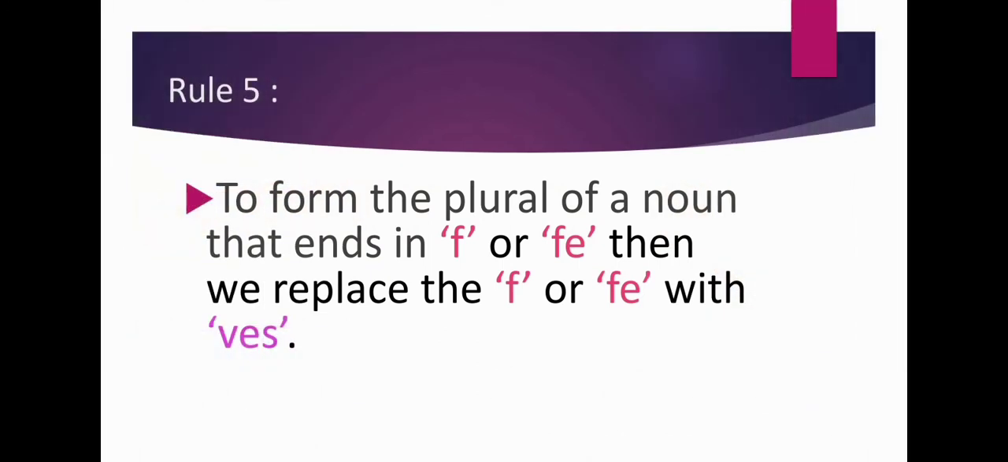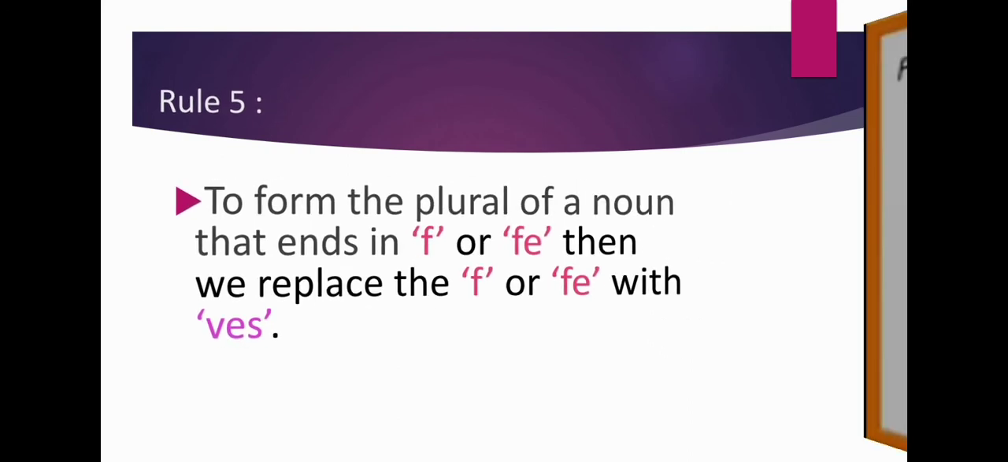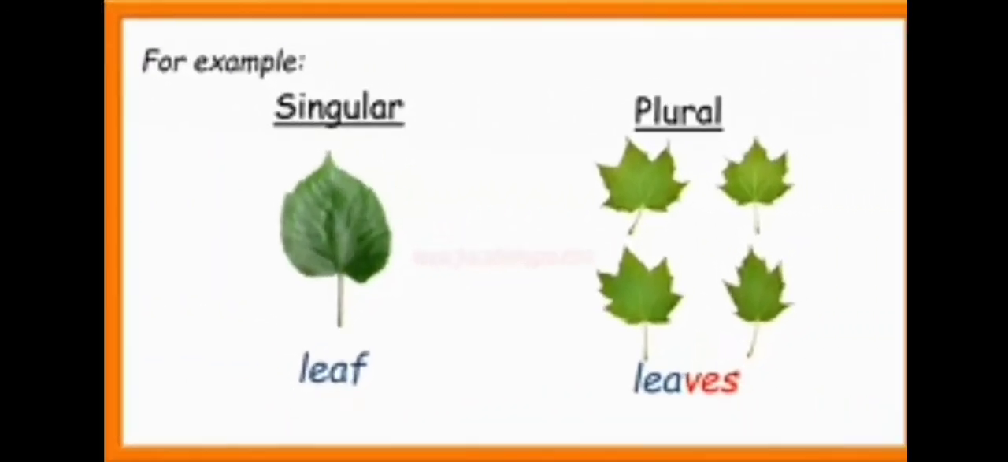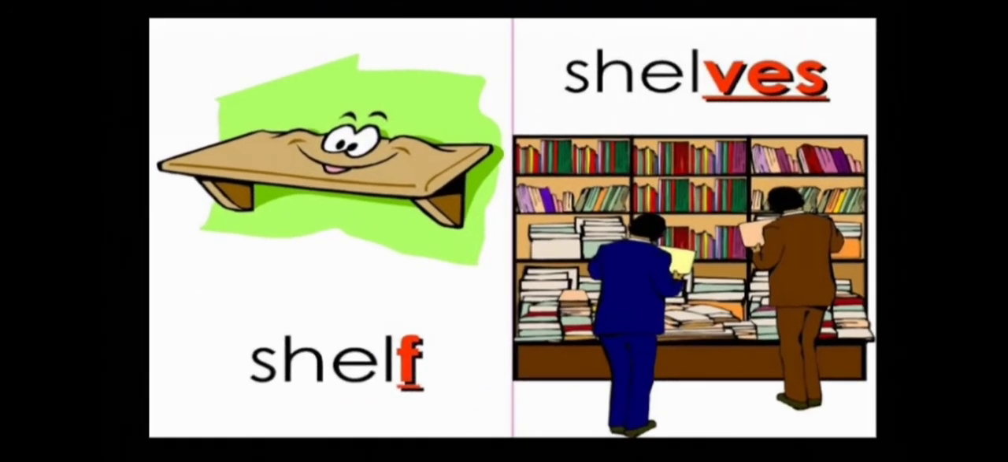Now rule number 5. To form the plural of a noun that ends in f or fe, we replace the f or fe with ves. See the examples now. Here the f-ending noun leaf in the singular form changes to the plural form by replacing f with ves. So it becomes leaves. Again, the f-ending noun shelf changes to the plural form by replacing f with ves. So the plural form becomes shelves.